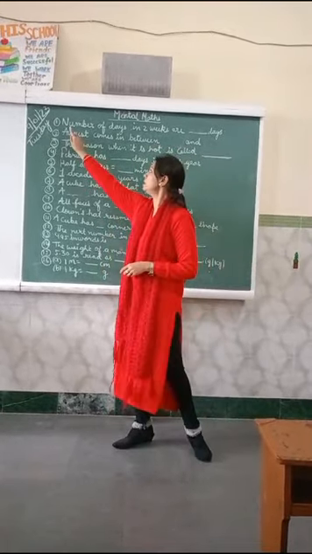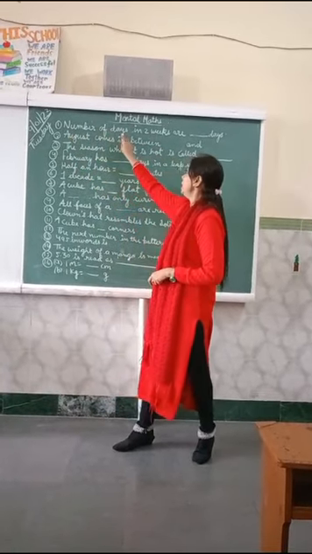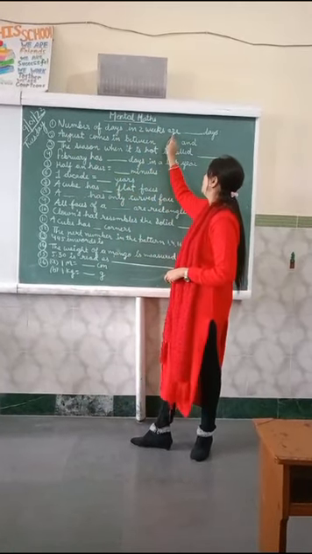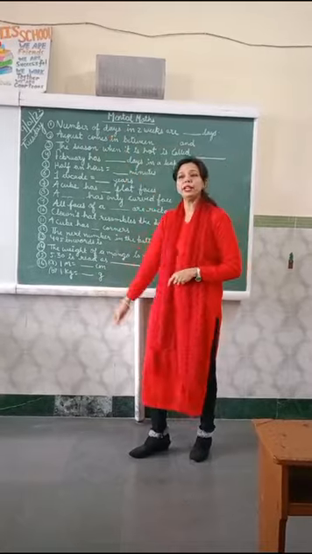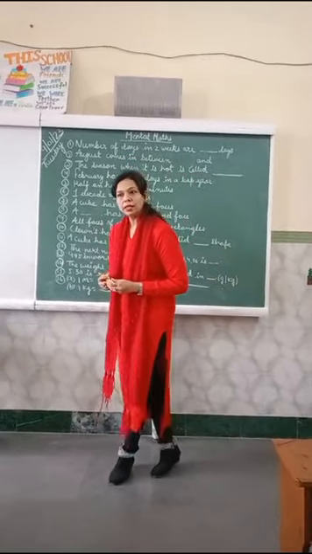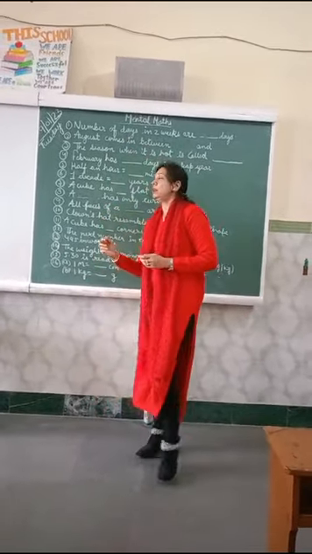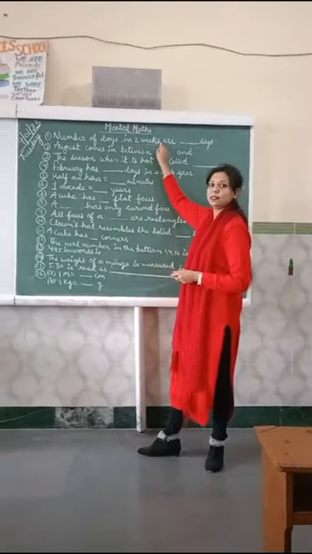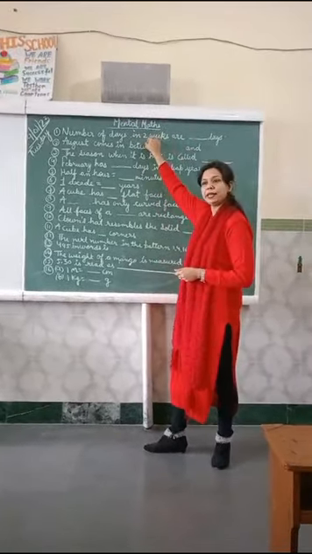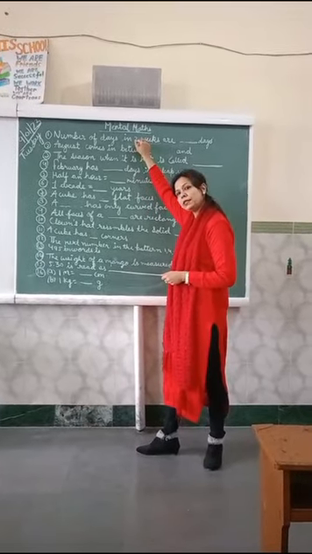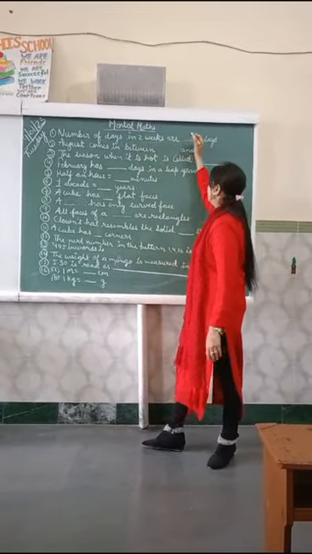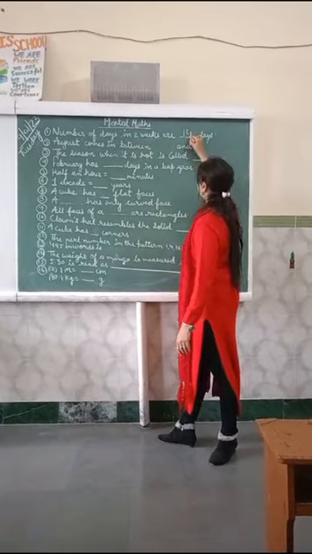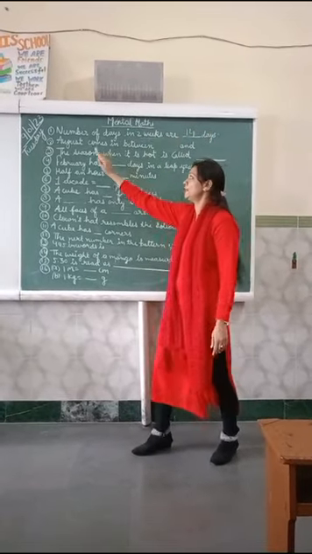Number one question is: number of days in 2 weeks are blank days. So how many days in a week? 7 days. Now here in the question, how many days in 2 weeks? So you will multiply 7 by 2. So the answer is 14. Very good. Now come to the next question.